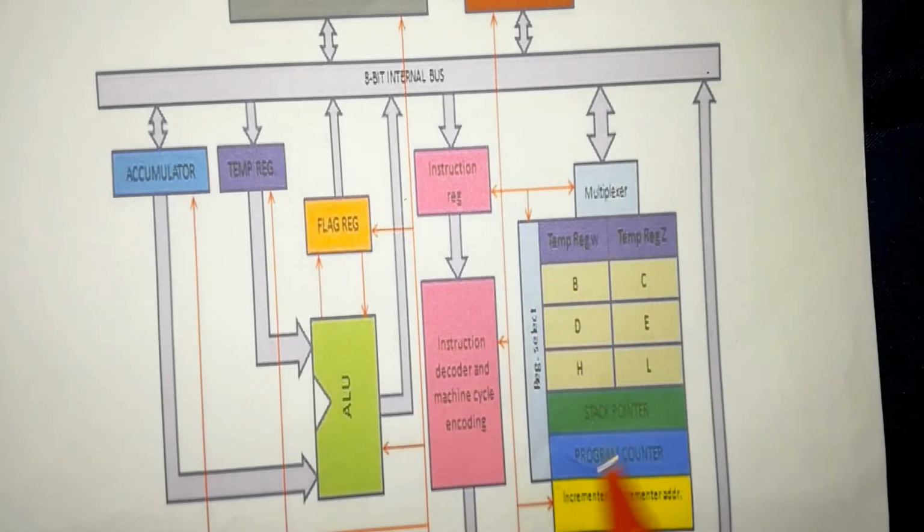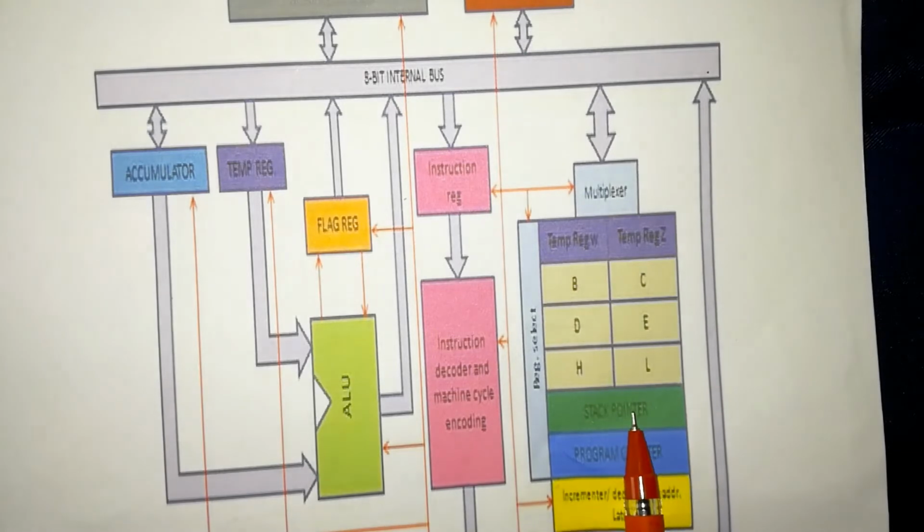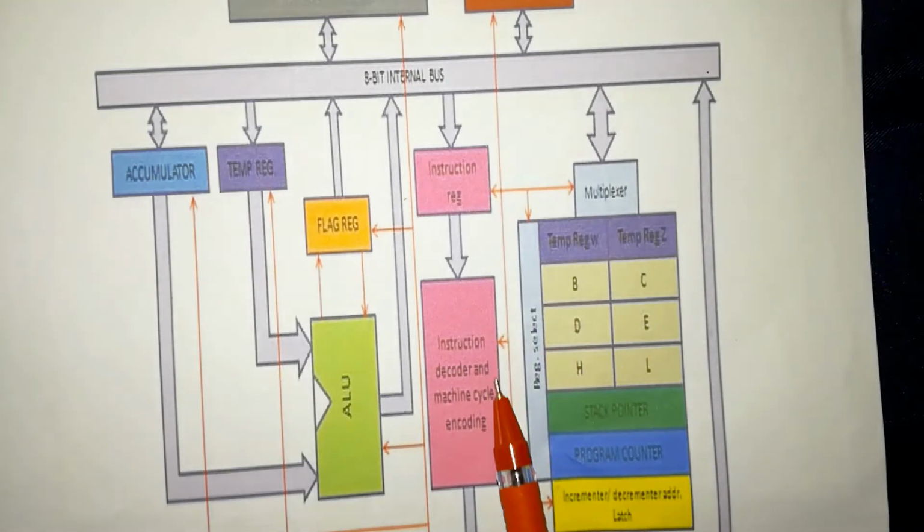Next is incrementer or decrementer. Here it is 16-bit register which is used to add or subtract 1 from the contents of stack pointer or program counter. Here is the instruction decoder.